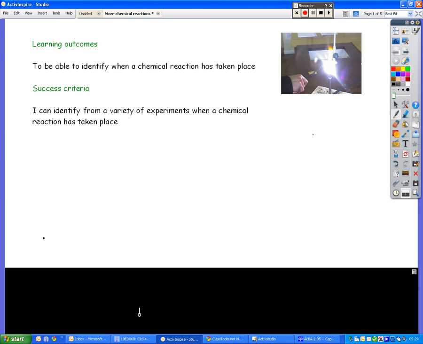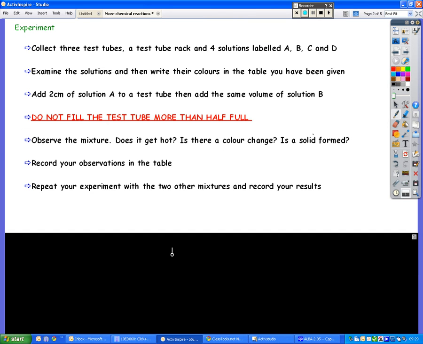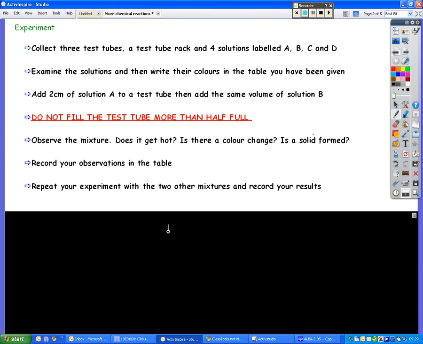So in order to do that, what we're looking at is carrying out more experiments, and we'll see a video of this in a wee minute as well. So this is how we carried out the experiment. We had 3 test tubes, a test tube rack, and 4 solutions, labelled A, B, C and D, so that we knew which one was which.